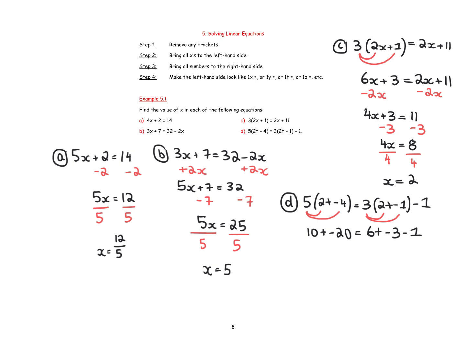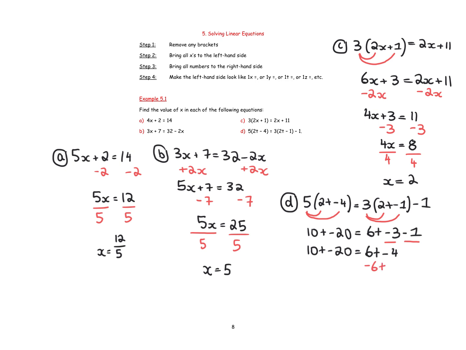Next, I need to add the like terms on each side. The right hand side has minus 3 and minus 1. We need to try and make those the same term. Therefore, we'll get 10t minus 20 is equal to 6t, and then minus 3 minus 1, which is minus 4. Next, we need to get all the t's to the left-hand side.